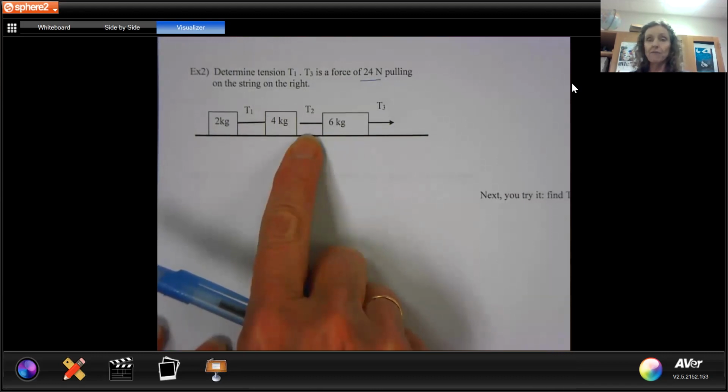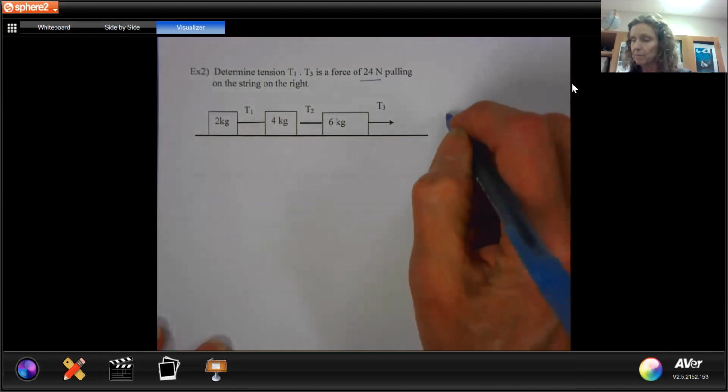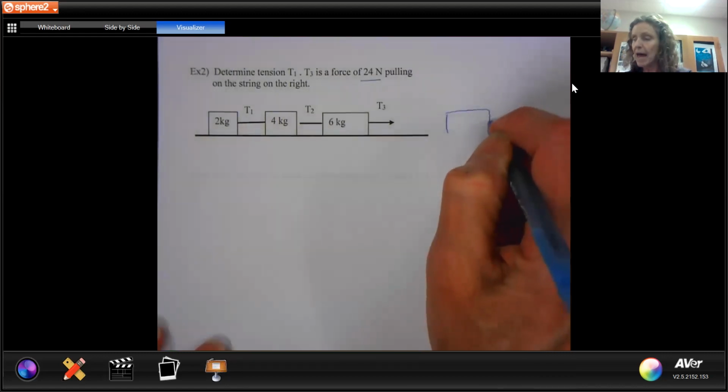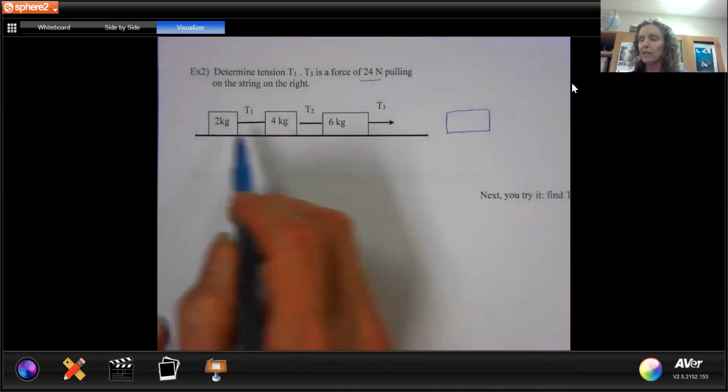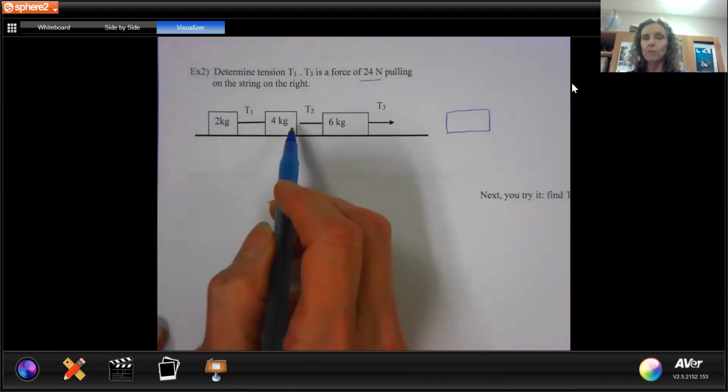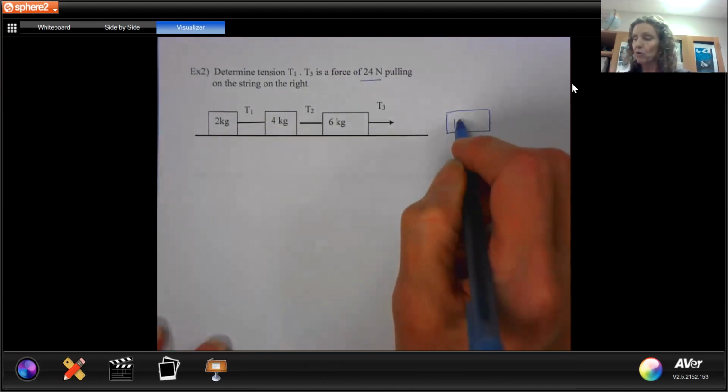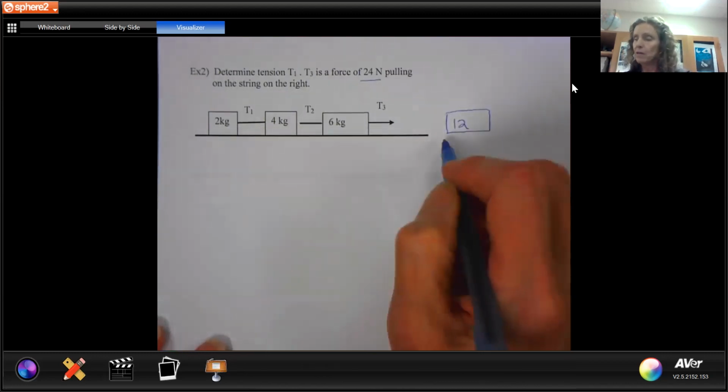So let's start off again finding it for the whole system. If I take the whole system of mass, that's my big wide one now. That's 2 plus 4 plus 6, so that's 12 kilograms of mass. Okay, so I'm using this system approach again.